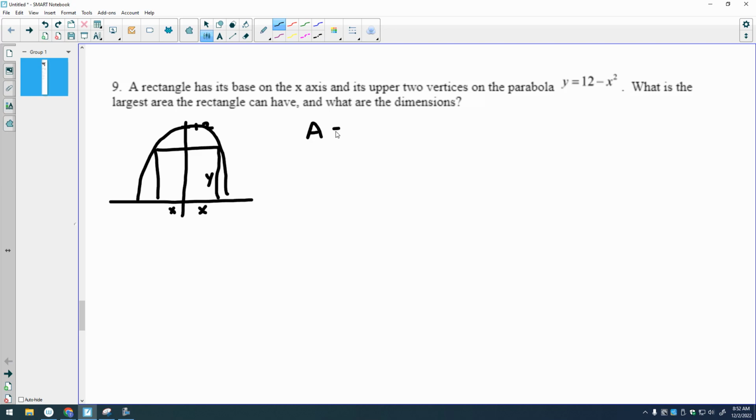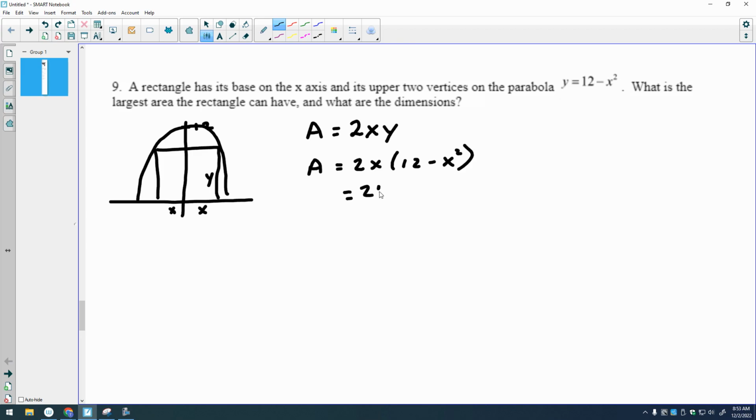So remember, I'm writing the equation that I'm trying to minimize or maximize. And the area equation is length times width. My length is not 1x like I just wrote. My length is 2x. And my height is y. Now, I don't want my equation in terms of both x and y. I want it in terms of just one variable. I know my y, so let's just plug in what y equals in terms of x. And I'm going to rewrite that a little bit.